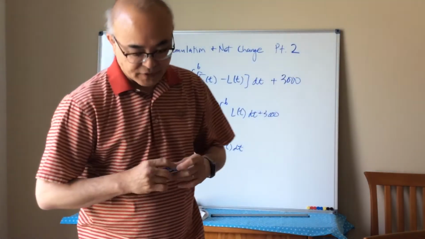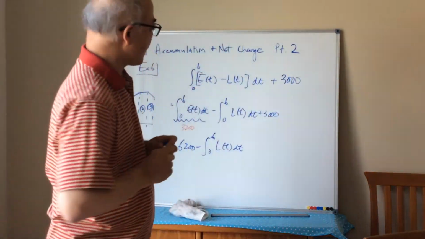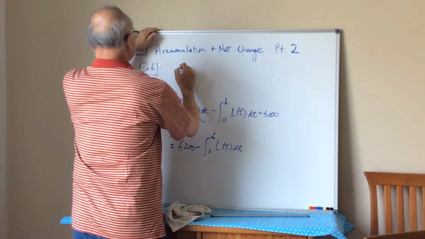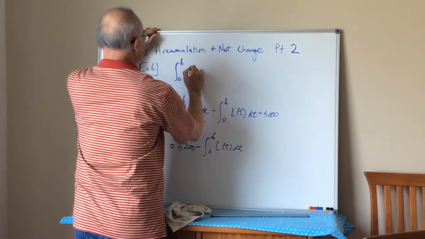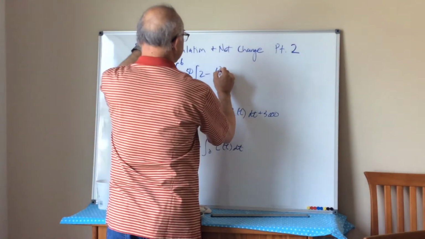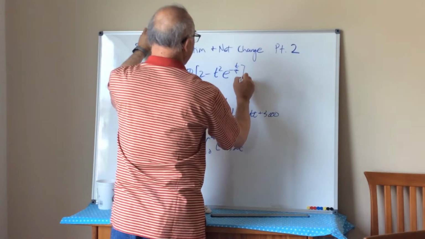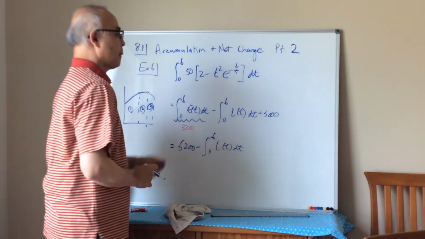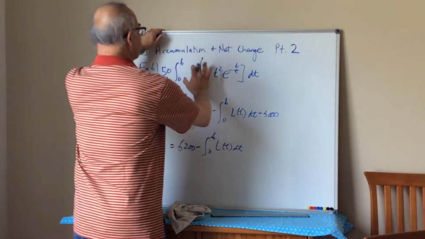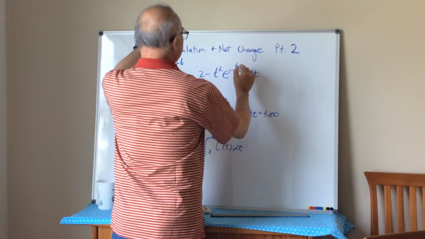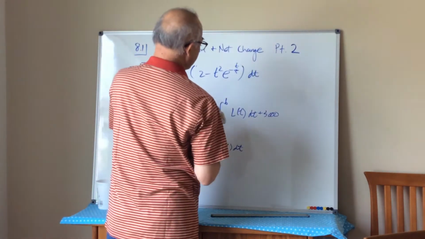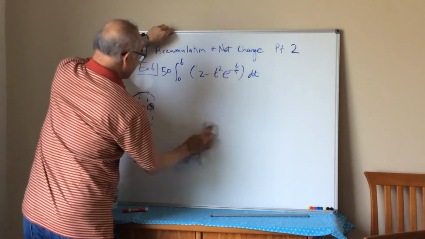We figured out how we're going to figure that guy out. L of t was 52 minus t squared, times e to the negative t over 5, dt. Well, the first thing I would do is pull the 50 out. This guy is simple: this is 2t when you do the antiderivative, so that's easy.